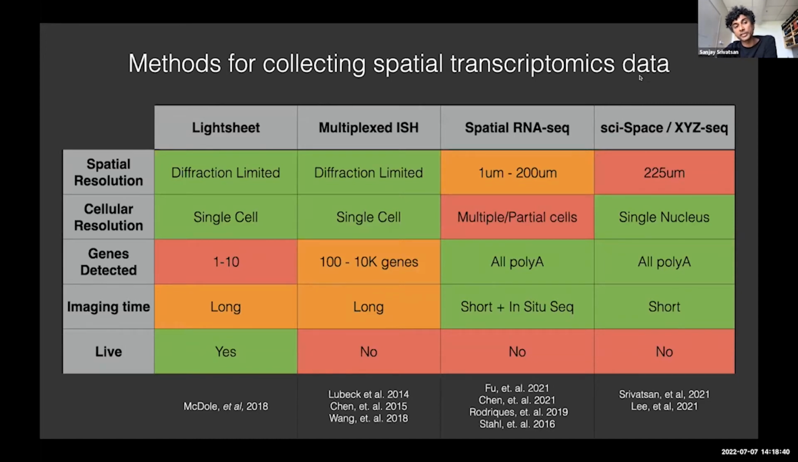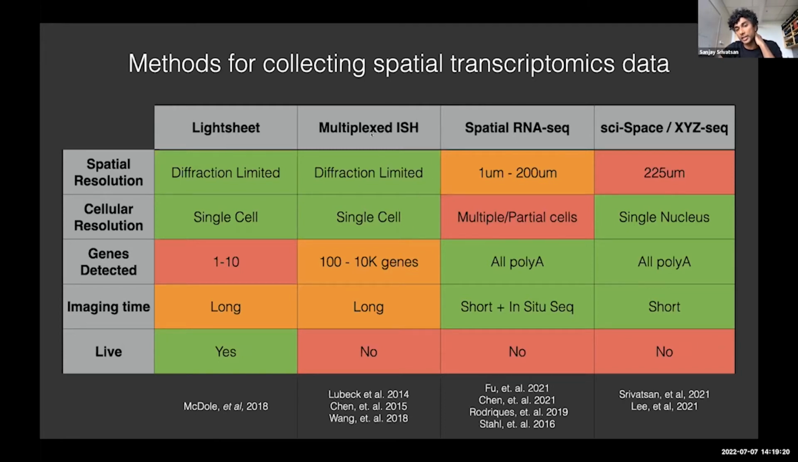So there's been an explosion of different methods for collecting this kind of data, meaning both the combination of molecular resolution or molecular contrast along with imaging or position. On the far left here, we have light sheet, which is the data I just showed you from McDole et al. It's diffraction limited, but you do get single cell resolution. Unfortunately, though, you can only detect a very low number of genes. But one of the best parts about this is that it's live imaging, which you'll notice is not a feature of any of our other technologies.